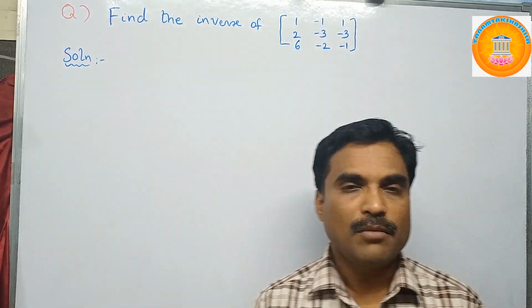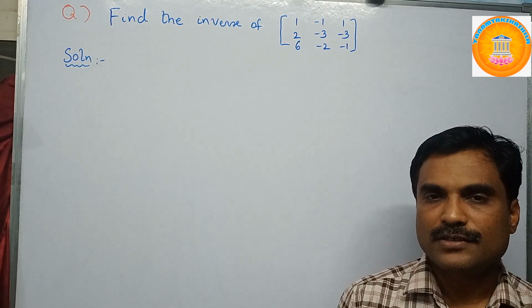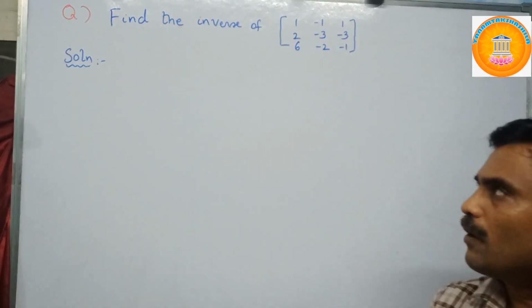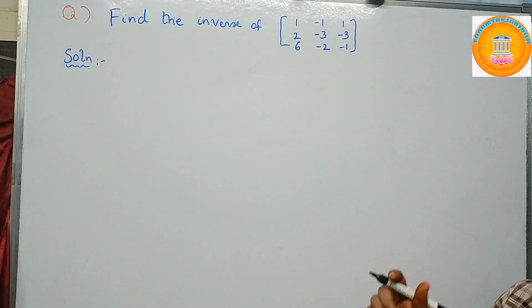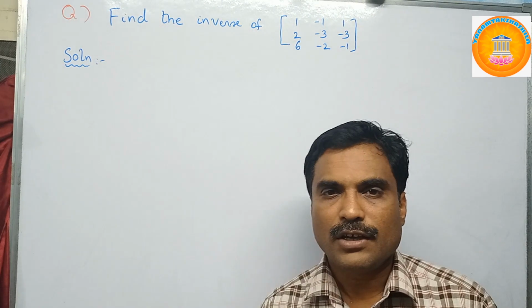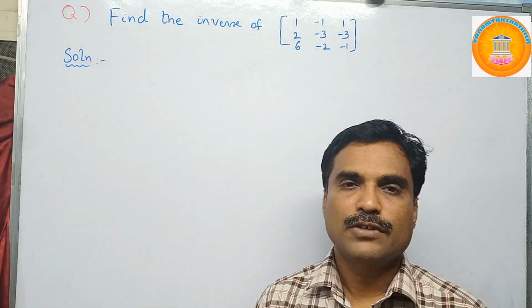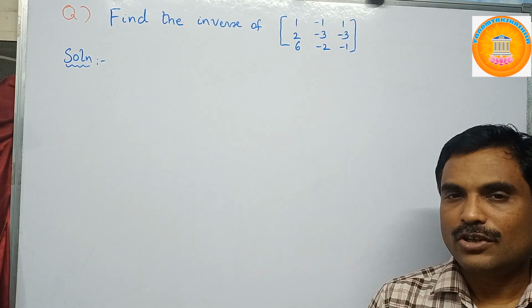In this new video, I am going to solve a mathematical problem under the topic application of matrices and determinants. The problem is: find the inverse of the matrix [1 -1 1; 2 -3 -3; 6 -2 -1]. They have given a matrix and are asking us to find the inverse of this matrix of order 3 cross 3.